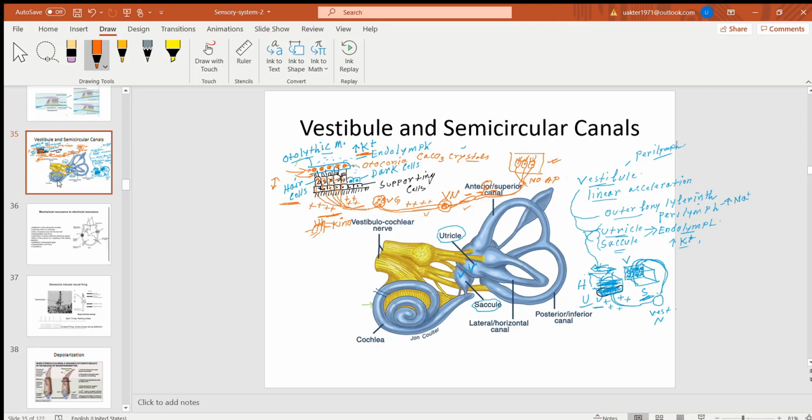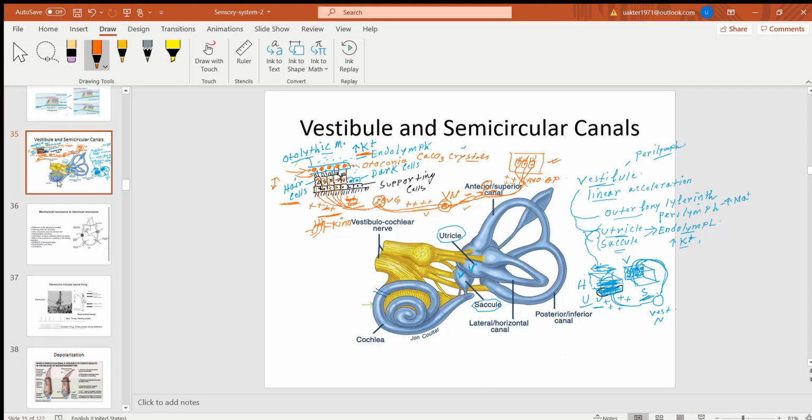Now if you move your head to the opposite direction, then these fibers will be activated and a lot of action potentials on this side, but on this side no action potential. Okay, so your brain can detect that by counting the difference of the action potential. Make sense? So that's how the vestibule works to detect linear acceleration in horizontal and vertical planes. That's why you have those two structures.